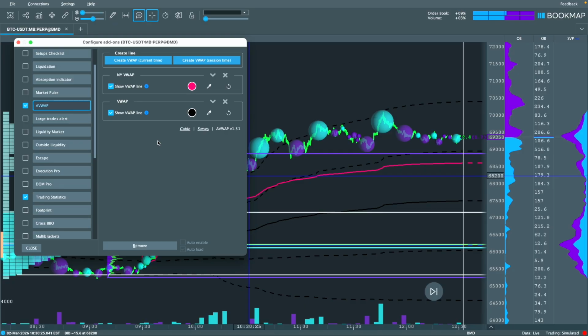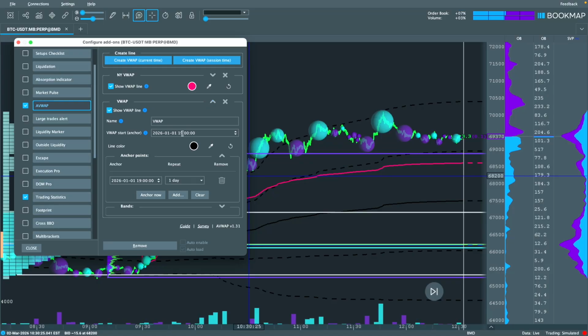So in Bookmap, we use anchored VWAP rather than a rolling VWAP because the anchor defines the participation window. For crypto, we anchor VWAP to 7 p.m. Eastern Time, which is the daily reset used by major exchanges. This ensures the VWAP represents the true daily participation cycle.